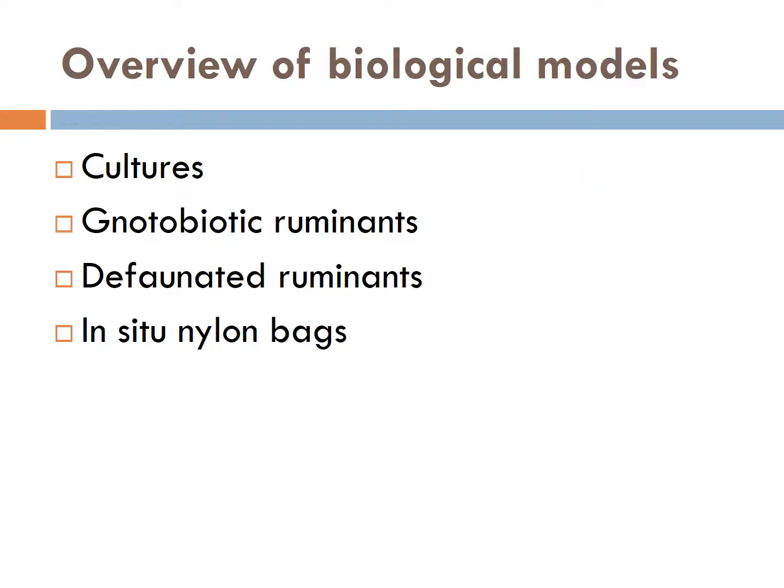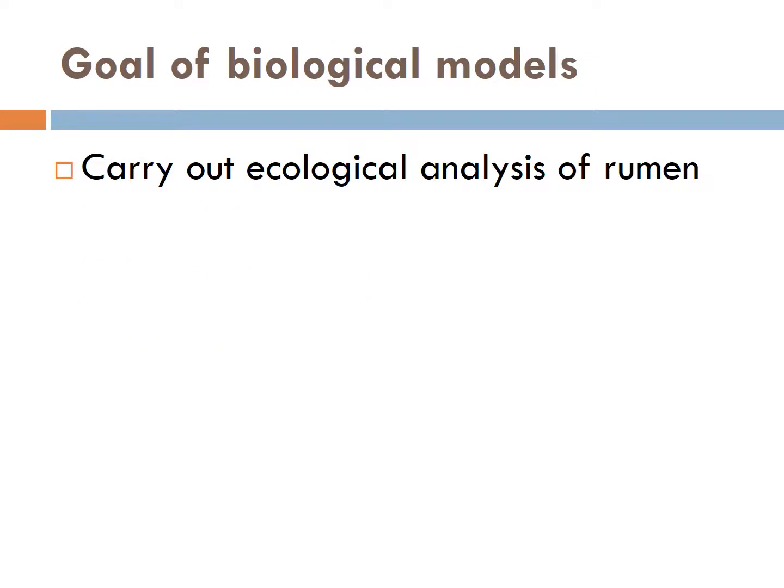There are several kinds of biological models available to us in rumen microbiology. We can use cultures, nautobiotic ruminants, defaunated ruminants, and in situ nylon bags. The goal of these biological models is to carry out an ecological analysis of the rumen. To define what is an ecological analysis, we'll refer to this text from Robert Hungate.